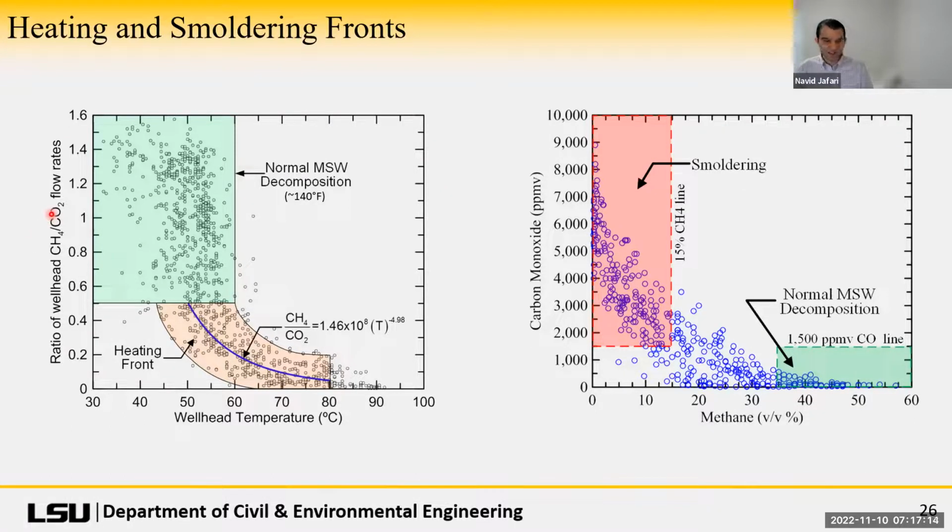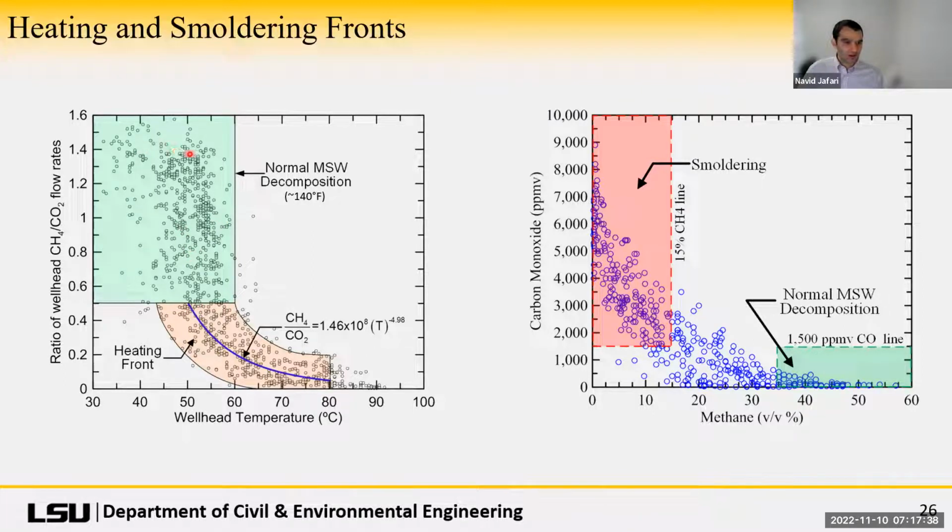That's an indicator for us to kind of get an idea of the heating front. So the data points that you see here are actually data points from gas wellheads that compiled all those data points. And for the most part, you can see a trend that the wellhead temperatures are about, on average, 50 degrees C. Sometimes it's a little bit higher, reaching up to 60 degrees C.